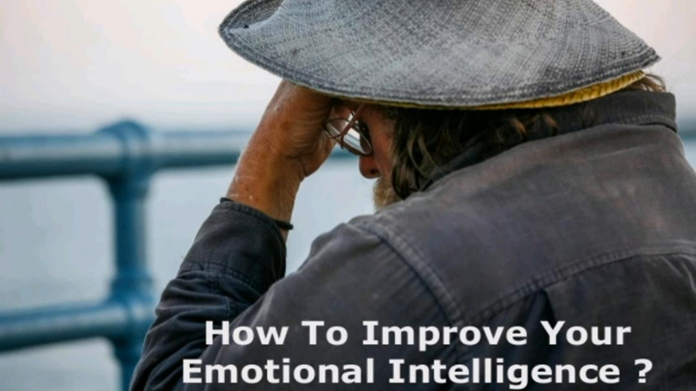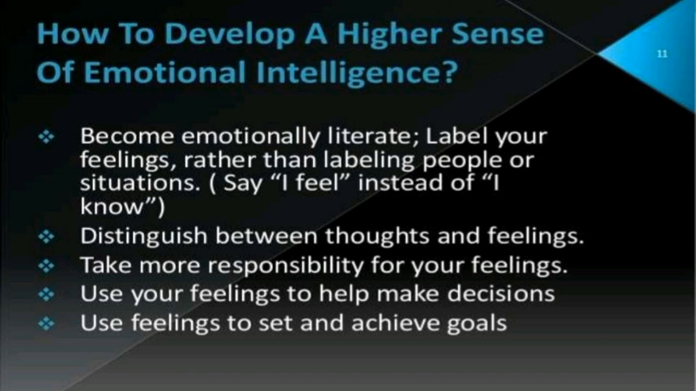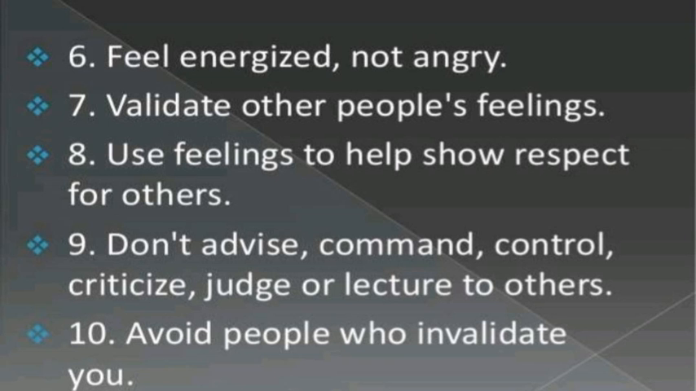How to improve our emotional intelligence? A high sense of emotional intelligence can be developed. Become emotionally literate. Label your feelings rather than labeling people or situations. Distinguish between thoughts and feelings. Take more responsibility for your feelings. Use your feelings to help make decisions. Use feelings to set and achieve goals. Feel energized, not angry. Validate other people's feelings. Use feelings to help show respect for others. Don't advise, command, control, criticize, judge, or lecture others. Avoid people who invalidate you.